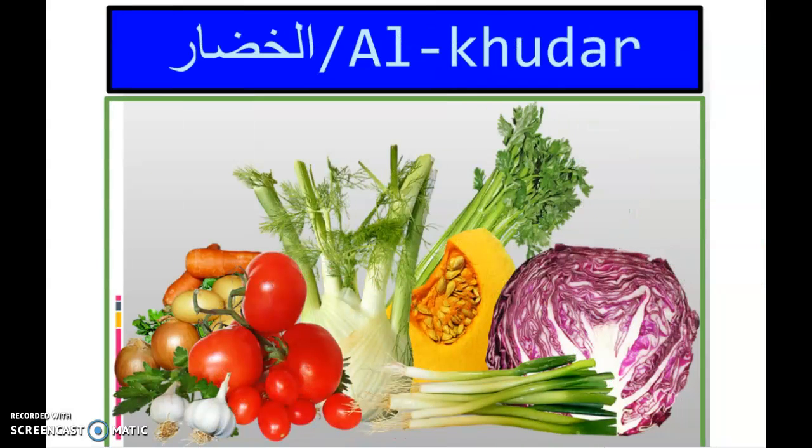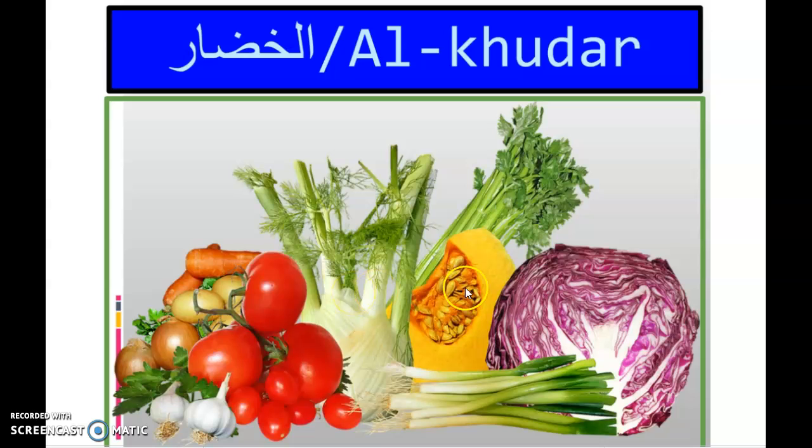Next we have الخضار. Vegetables. We have طماطم, we have توم, بصل, جزر, celery, ملفوف. So those vegetables in Arabic is الخضار. So what is your favorite vegetable here from the slide?